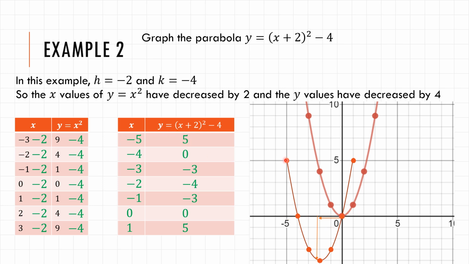Yep, there is that point that used to be at -3 and 9. That's where it used to be. Now it's at -5 and 5. The next point used to be at -2 and 4, which is right here. And now it's at -4 and 0, which, yes, we figured that out. So instead of transforming it by shifting things over, I can just use a table of values to find out the coordinates of the quadratic after it has been moved around.